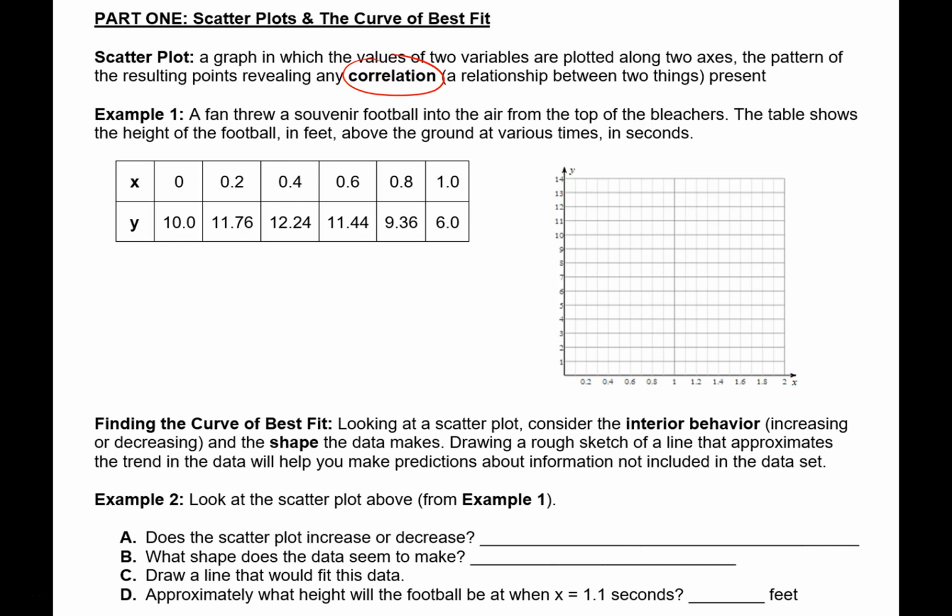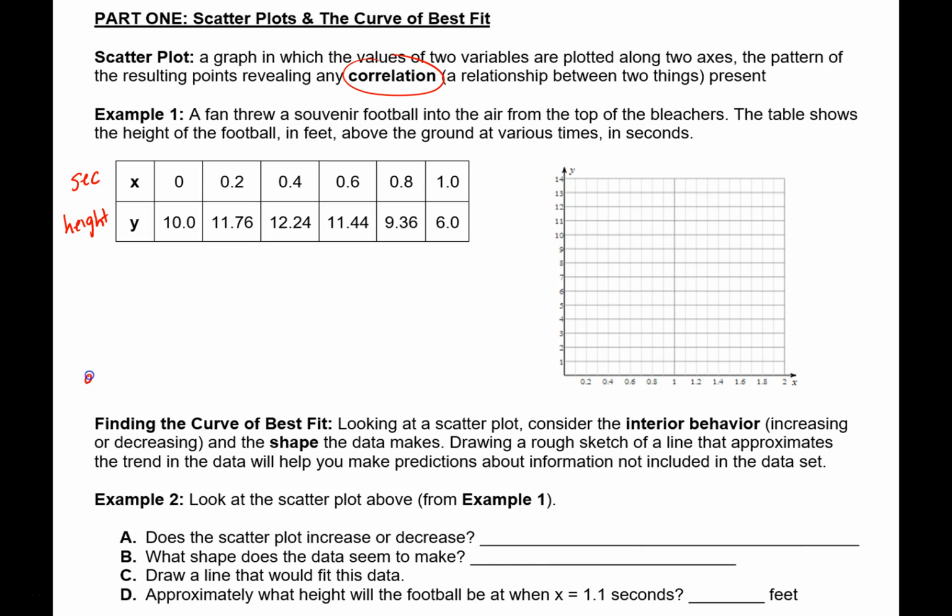So if we have a fan throwing a souvenir football into the air from the top of the bleachers, the table shows the height of the football in feet above the ground at various times in seconds. So we have the x variable is the time, and then the dependent variable, depending on what time it is, that tells us the y variable, which is how high the souvenir football is or isn't to the ground. Now, I just want to take a step back here before we plot these points and just think logically about this situation for a second, not within the context of a math class.